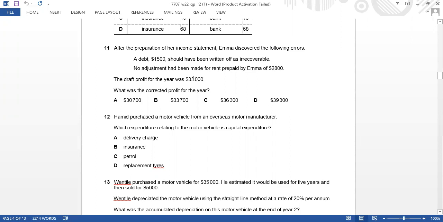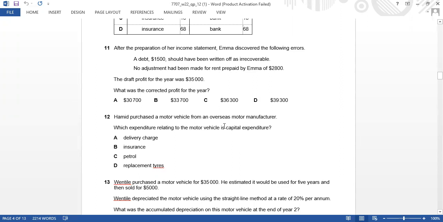Then we have: Hamid purchased a motor vehicle from an overseas motor manufacturer. Which expenditure relating to the motor vehicle is the capital expenditure? First, option D, replacement tires.